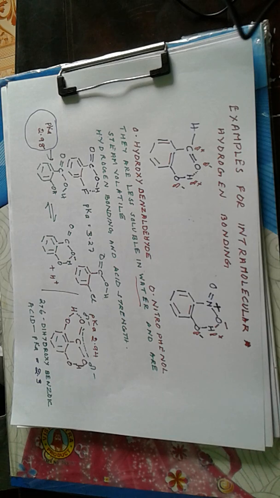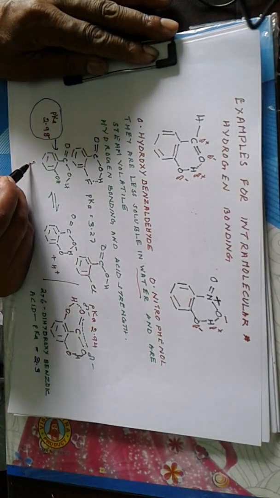Chlorine cannot form hydrogen bond. Now coming to another example, that is orthohydroxybenzoic acid. Orthohydroxybenzoic acid is also known as salicylic acid.